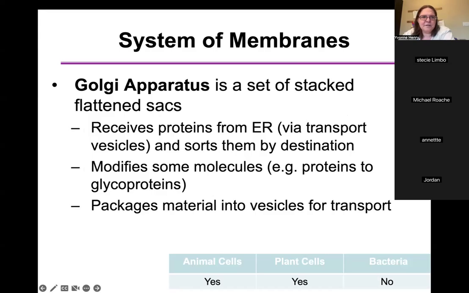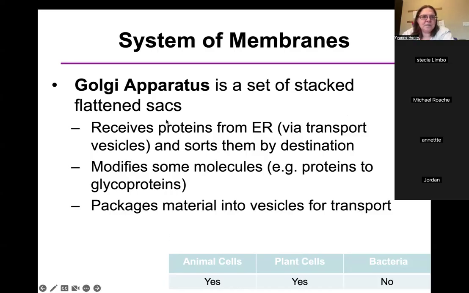So next we have in our system of membranes, we go to the Golgi apparatus. So again, animal and plant cells have these functions. Bacteria do not. Bacteria are so much smaller, they can just have the ribosomes floating freely in the cytoplasm and still bounce with everything and encounter the ingredients that are needed to make their own proteins.